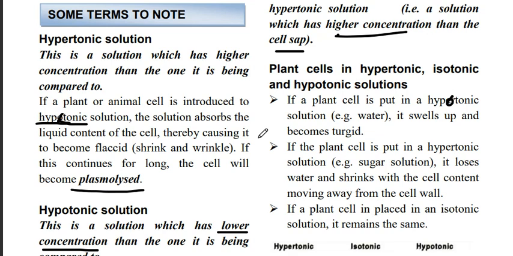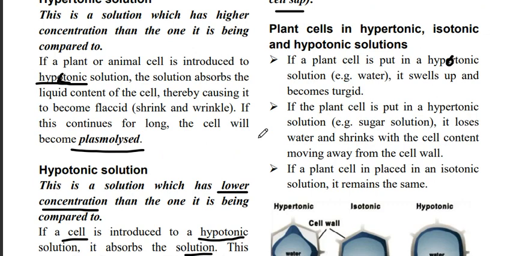Plant cells in hypertonic, isotonic, and hypotonic solution. If a plant cell is put in a hypotonic solution, example water, it will swell up and become turgid. Is that okay? So if a plant cell is put into a hypotonic solution, example water, it will swell up and become turgid.